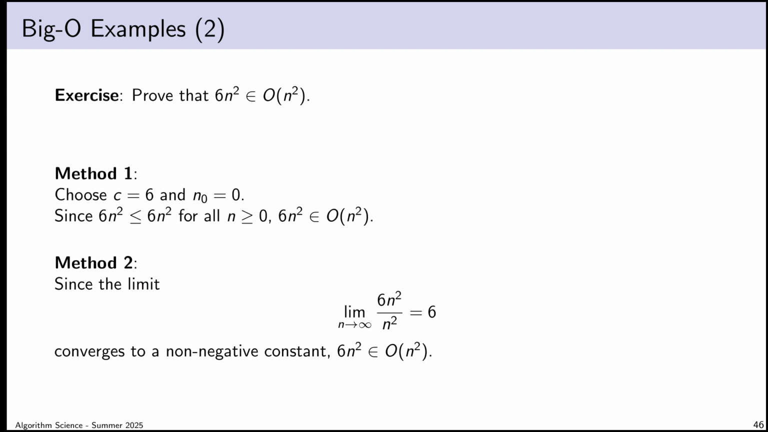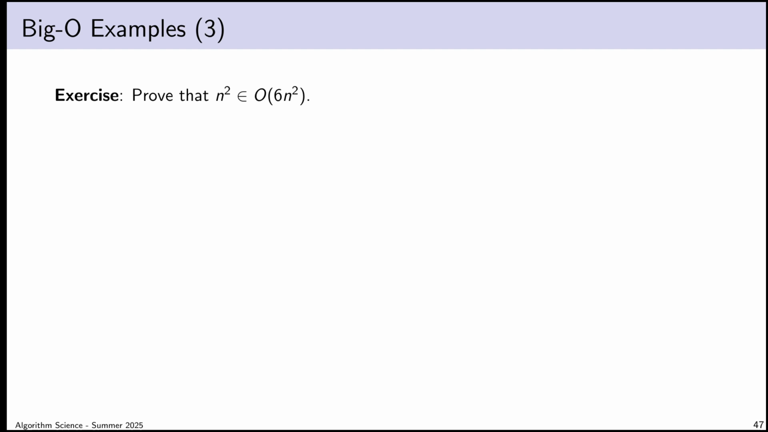All right, so for better or for worse, the slides did not use the same creative choice of n naught that I used, but you can see we have the same two proofs here, method 1 and method 2. Prove that n squared is big O of 6n squared. And what I will observe, we'll come back to this, is this.